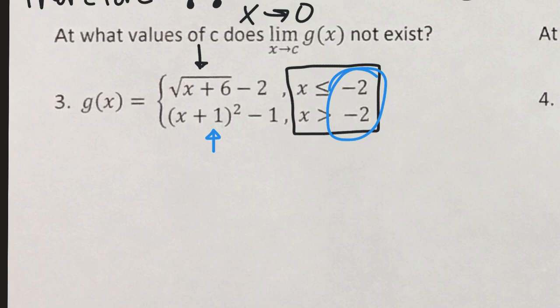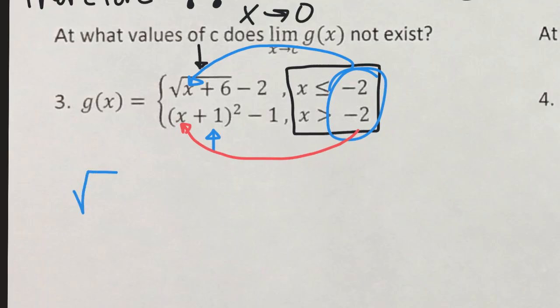So how we do it is plug negative 2 into the top equation and plug negative 2 into the bottom equation, and look at their y values. If their y values are the same thing, then your graph limit goes to that value. Okay, so let's check it out. So let's see, g of x. Let's plug negative 2 into our top function, the square root. So negative 2 plus 6, minus 2.